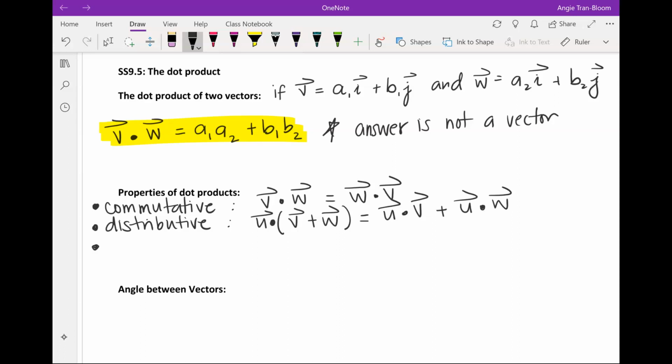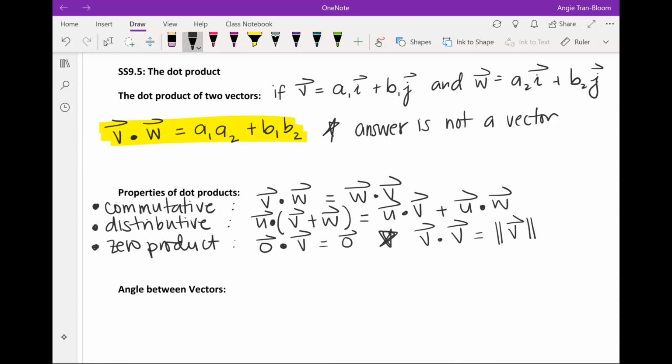It also has a zero product property. If you have vector 0 dot vector v, you will get 0. And the last one, just to be mindful of, is if you have v dot v, it is going to be the same as finding the magnitude of v and squaring it.